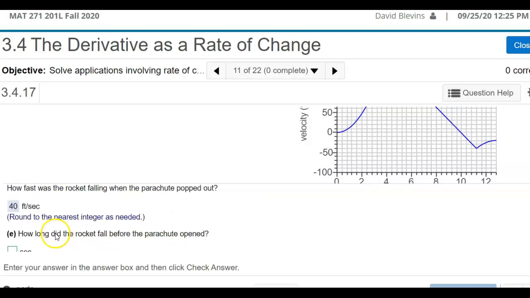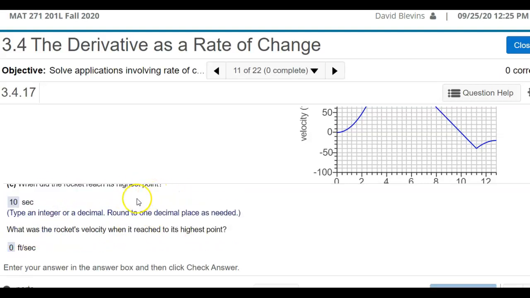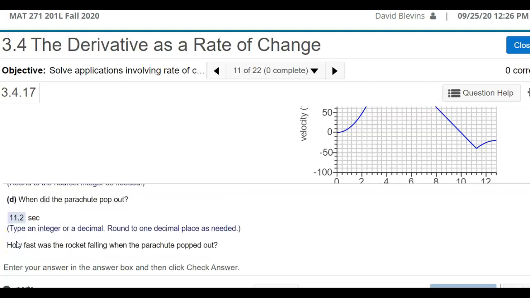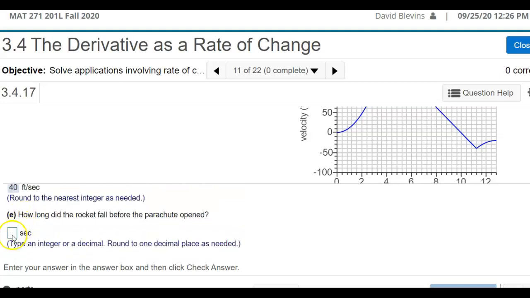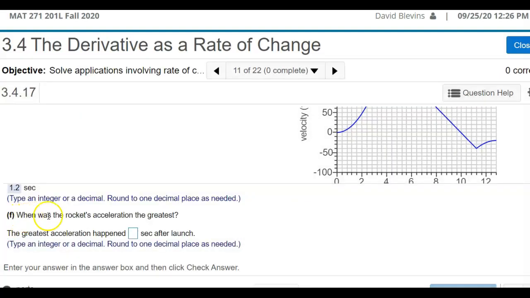Well, that's the difference between this 11.2 when the parachute popped out and the time it took to reach its highest point. That was the velocity 0. That was the sign change as well, to go from rising to falling. So now we're falling, so it fell from 10 seconds to 11.2 seconds. So that's 1.2 seconds before the parachute opened.